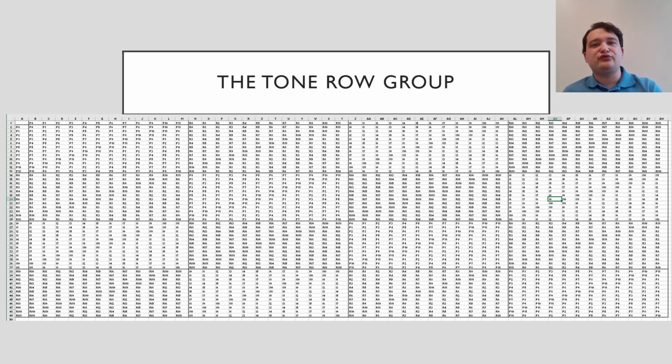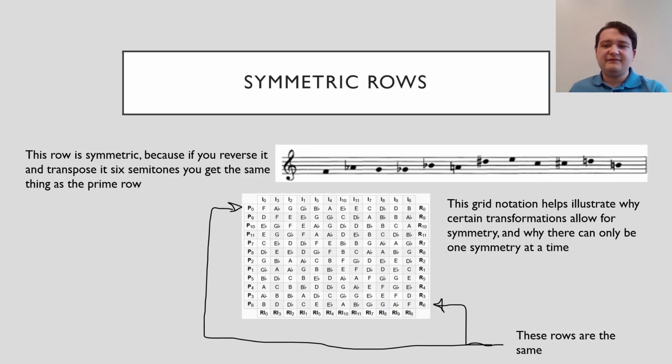One aspect of the 12-tone system that I found interesting was symmetric rows, or tone rows that you can transform in some way and get the same row that you started with. For example, if you reverse some rows, such as the row presented in this slide, and you transpose them 6 semitones or 6 steps up or down, then you will get the same tone row that you composed in the first place.